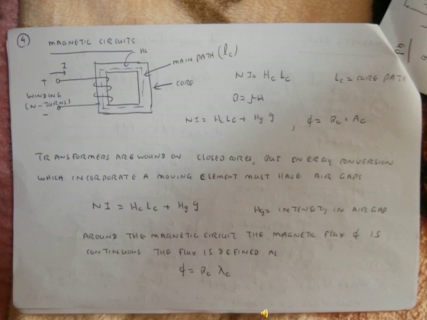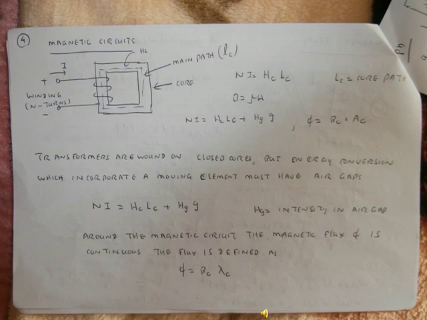And then we can talk about the transformer. Transformers are wound on a closed core, but an energy conversion device that incorporates a moving element must have air gaps. This means that transformers usually have a closed magnetic circuit, but when we are talking about a motor or generator, the magnetic flux passes through the air gaps.